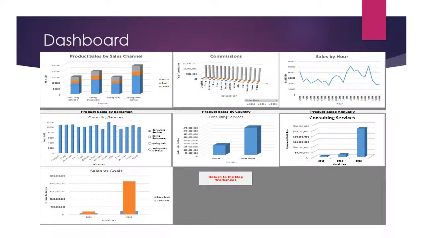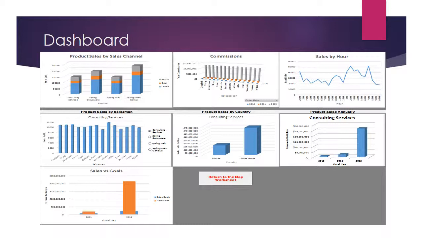I have product sales by sales channels showing the products that we sold and the way that customers paid for those, whether it was PayPal, debit, or credit card. The next chart over is total commissions for each salesman, and I have a slider at the bottom so that you can determine which year you want to look at for specific year commissions.